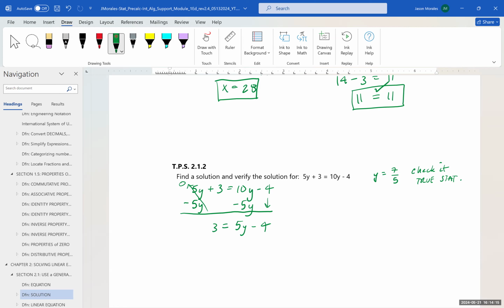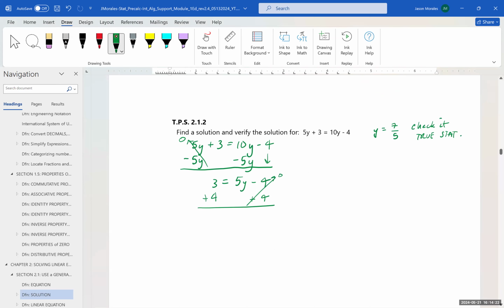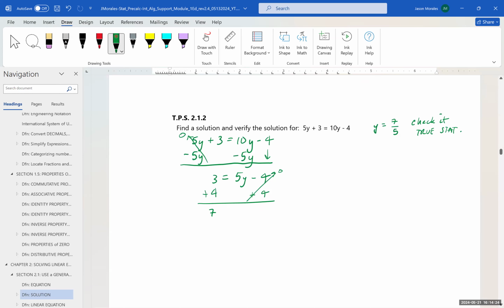We're trying to get y by itself. So let's add 4 to both sides. That'll add to 0. And so we've got 7 is equal to 5y. Divide both sides by 5. And y is equal to 7/5.